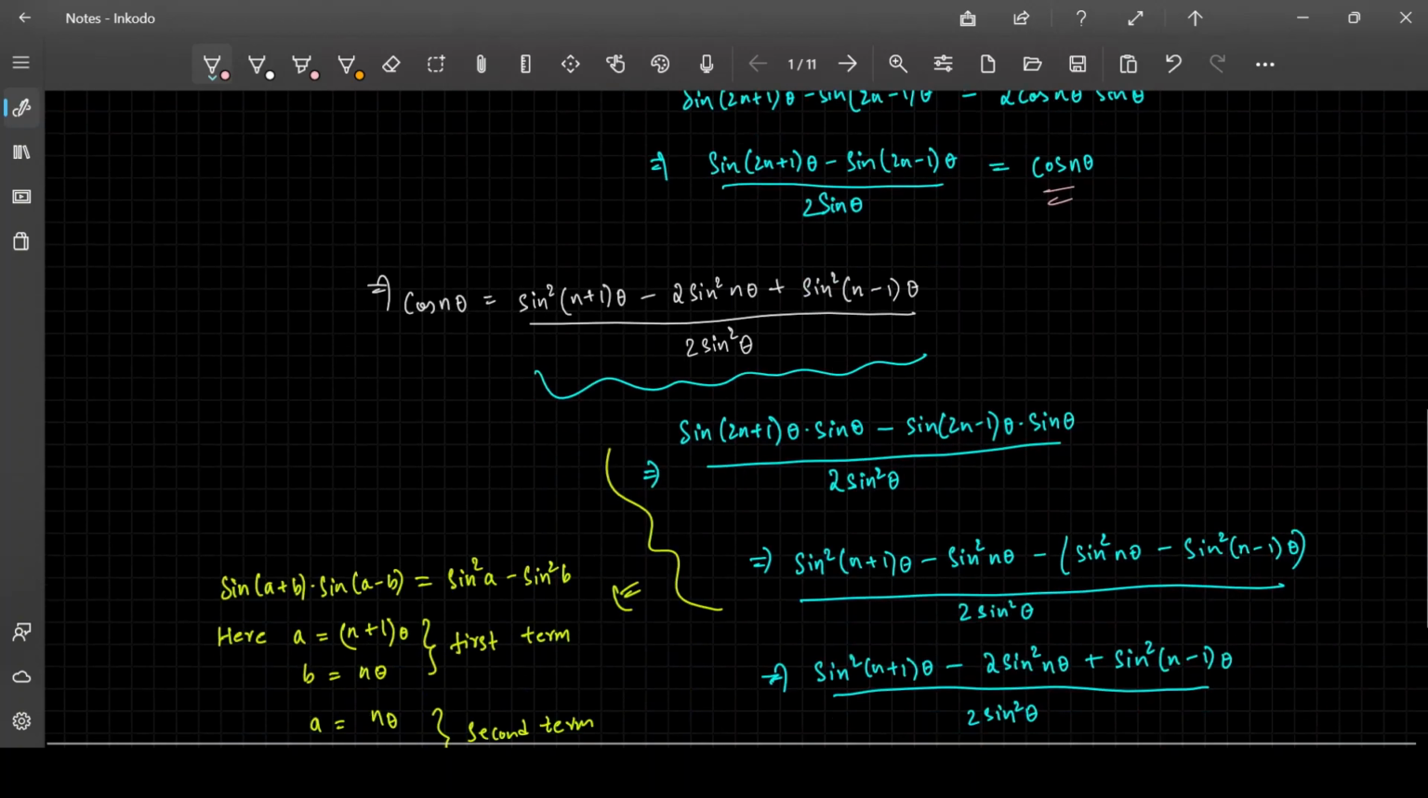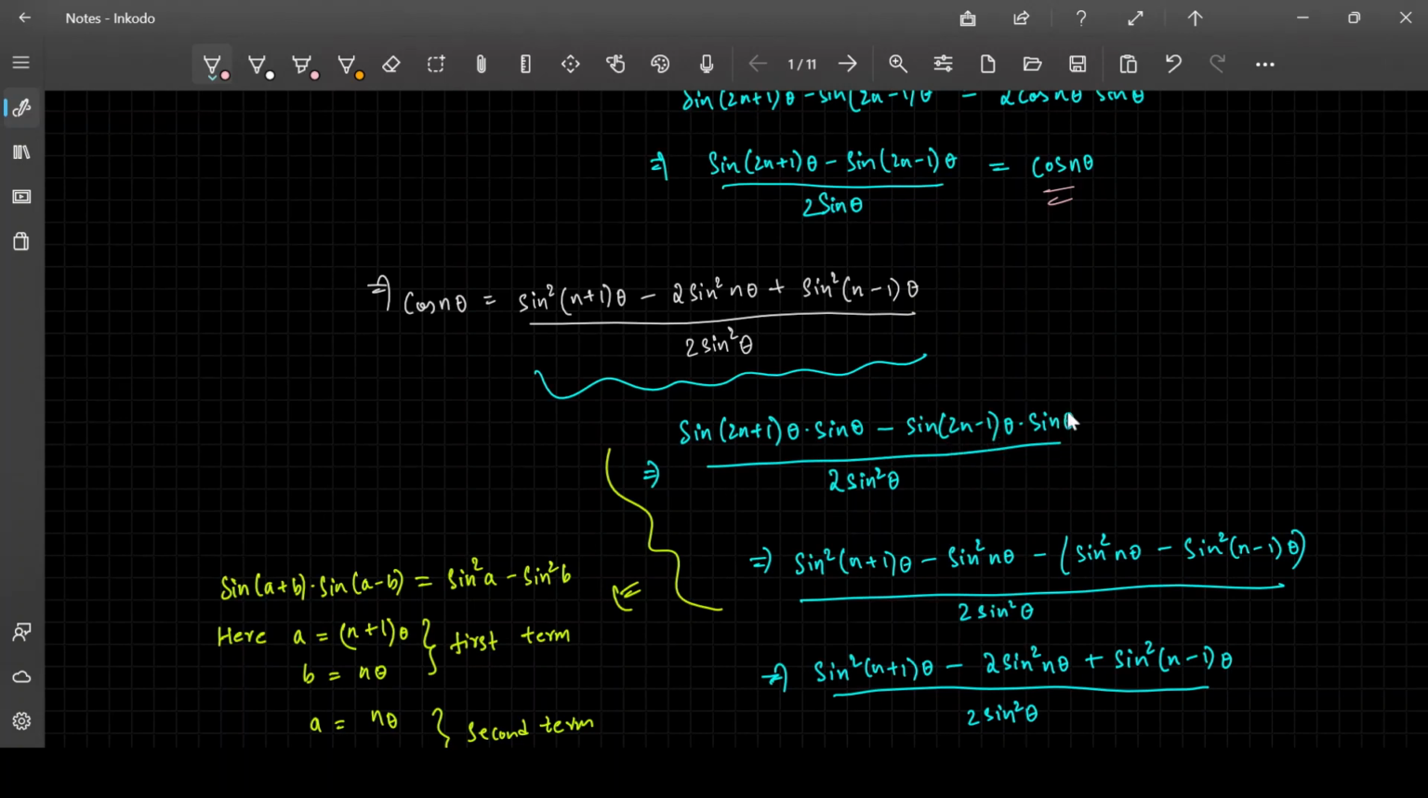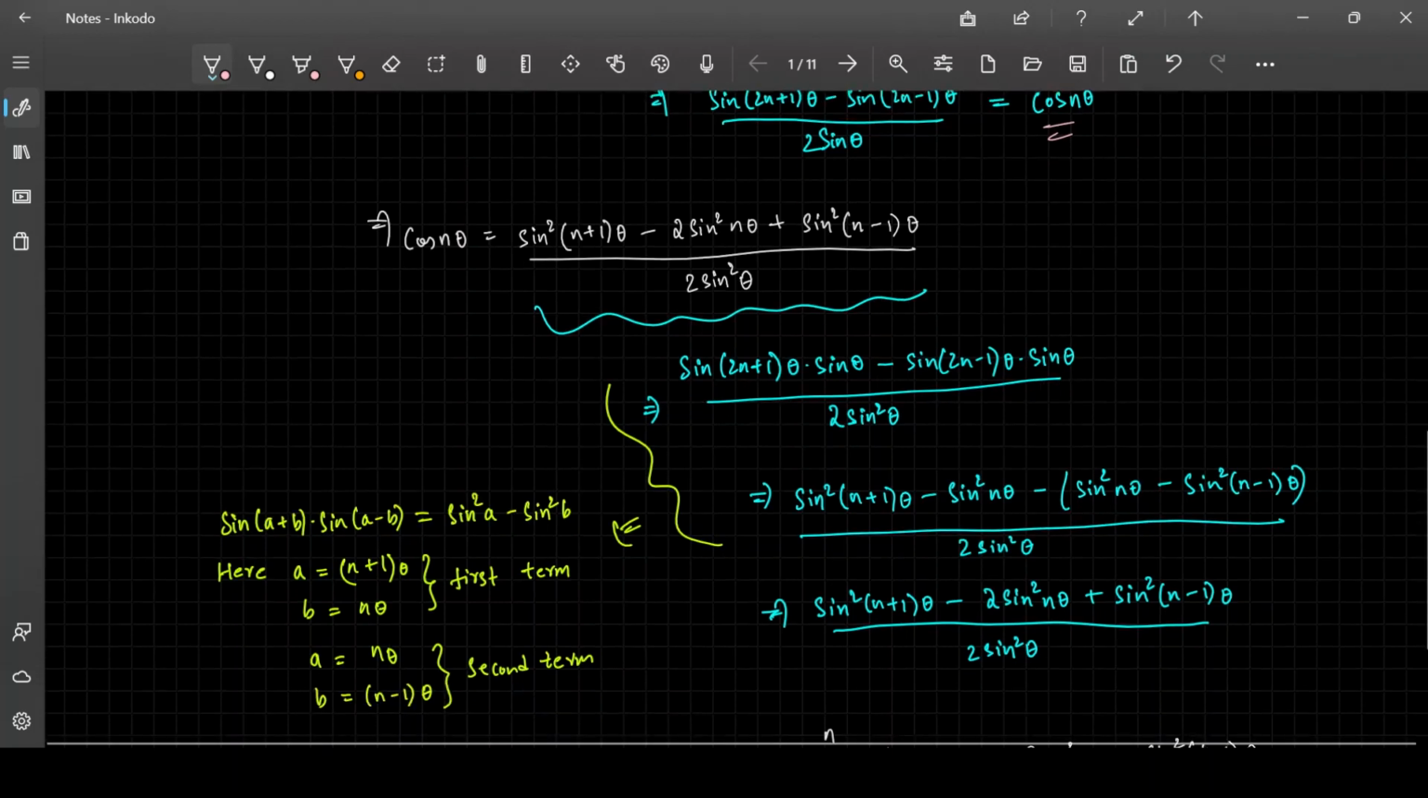Fine. So sine 2n plus 1 theta into sine theta minus sine 2n minus 1 theta into sine theta divided by 2 sine square theta. And now this is another formula that we need to actually look at.